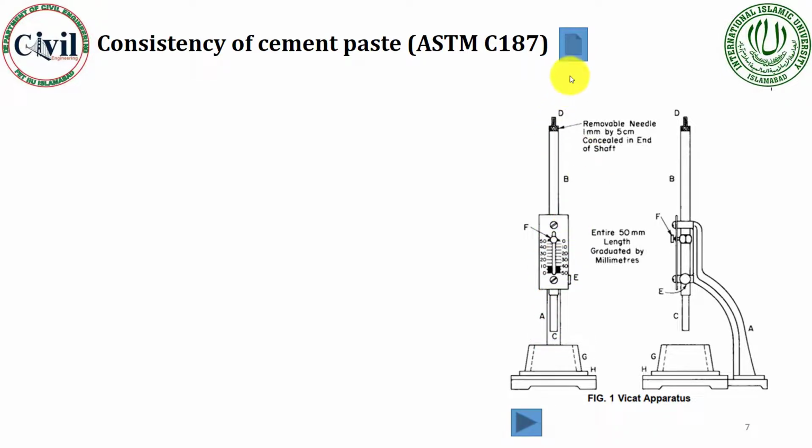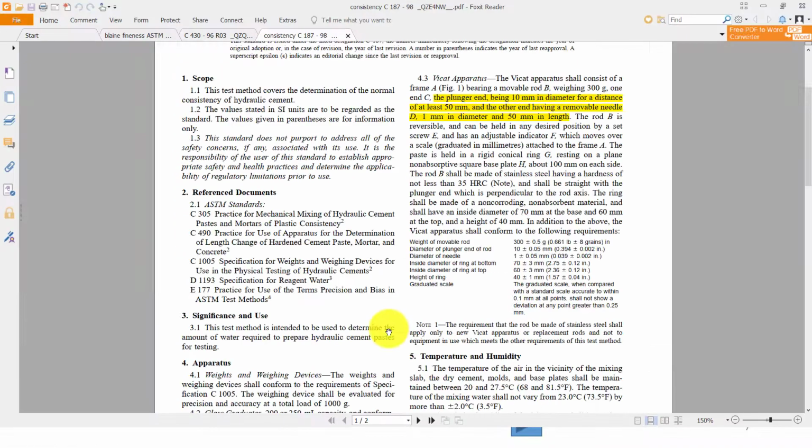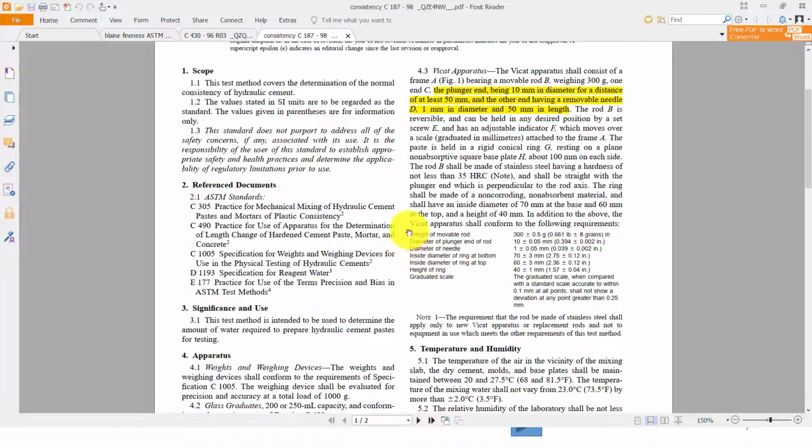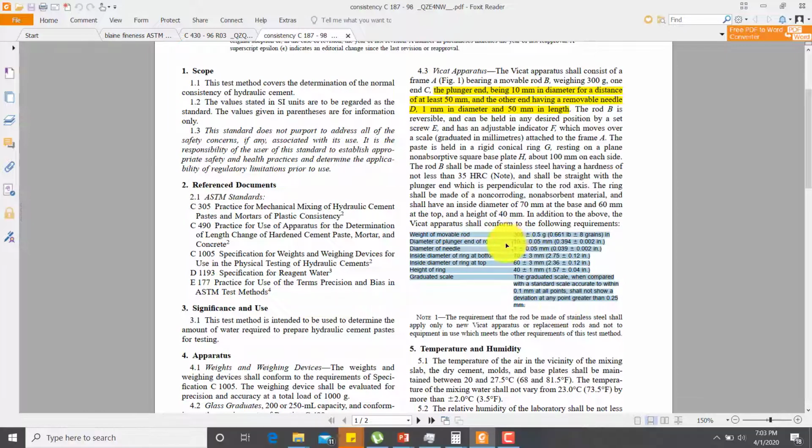How can we do that? There is a guideline to perform this test. ASTM C187 allows us to perform this test based on some guidelines. These are the guidelines. The plunger diameter would be 10 mm and its length would be 50 mm. Here is the specification of a moving rod. It's a 300 grams weight.